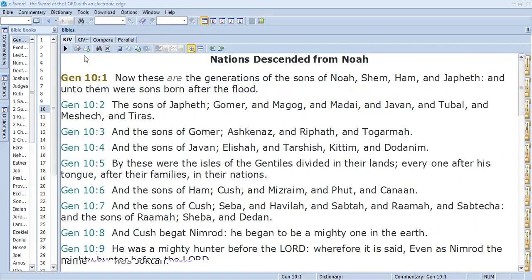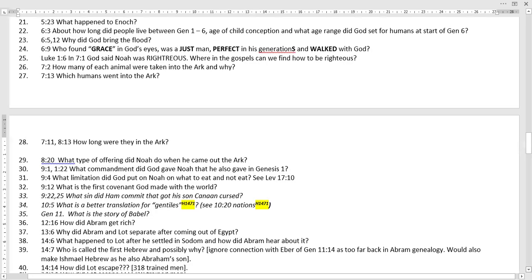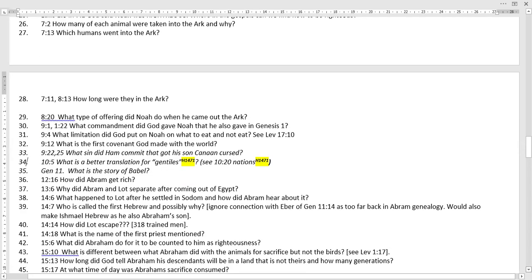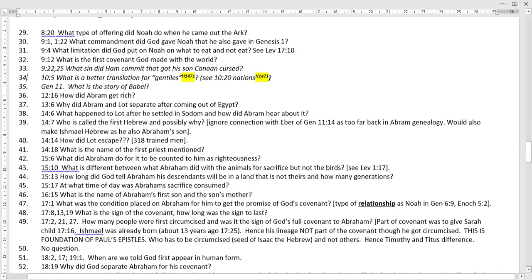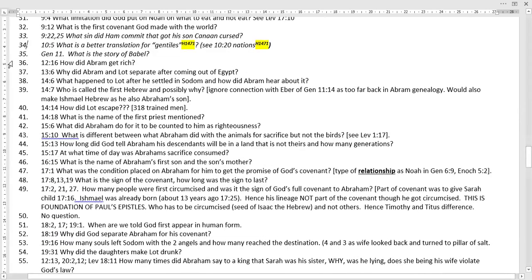Okay, so let's get back to our questions. I think I should be on question 35. Right, so up to question 35. What is the story of Babel? Well, they tried to build a tower and so forth.